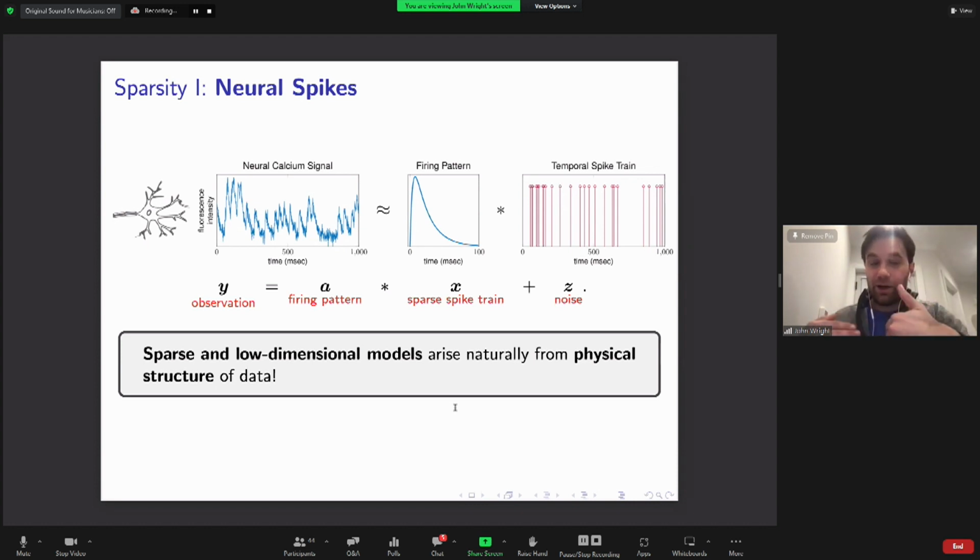And so here, the sparsity in this model is a sparsity of the firing events, that it's only at particular times that I have a neuron that spikes. So here, my x, my sparse vector that I would like to recover, is this spike train that tells me when the neuron is firing. My y, the observation, is the convolution of that thing with the firing pattern. I want to go from y to x. And so this is just one example of how these kinds of low-dimensional models, sparse models, show up very naturally from the physical structure of data.